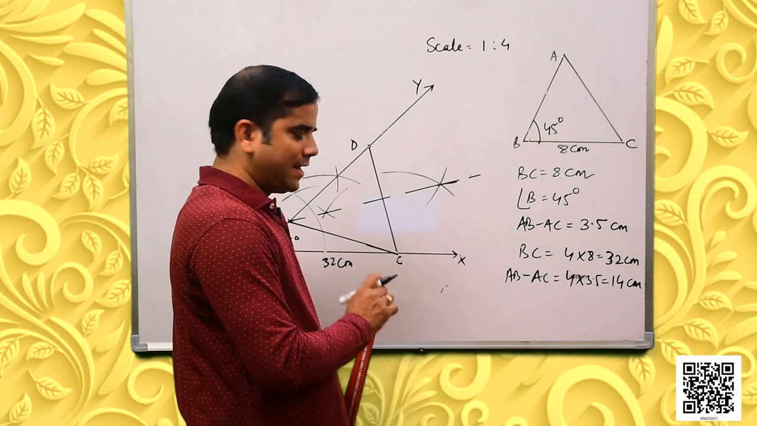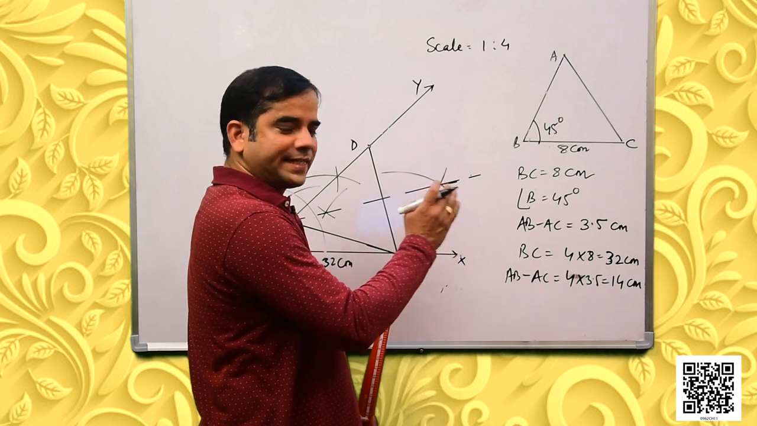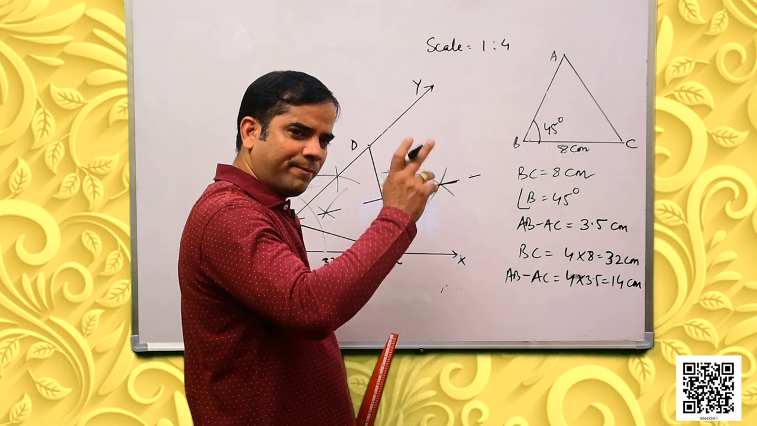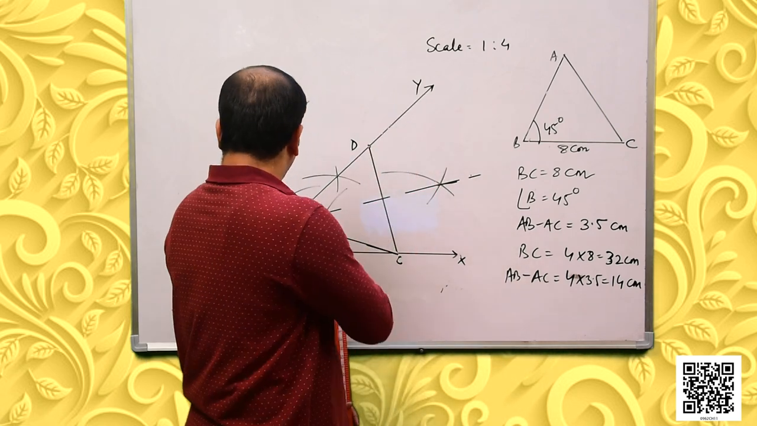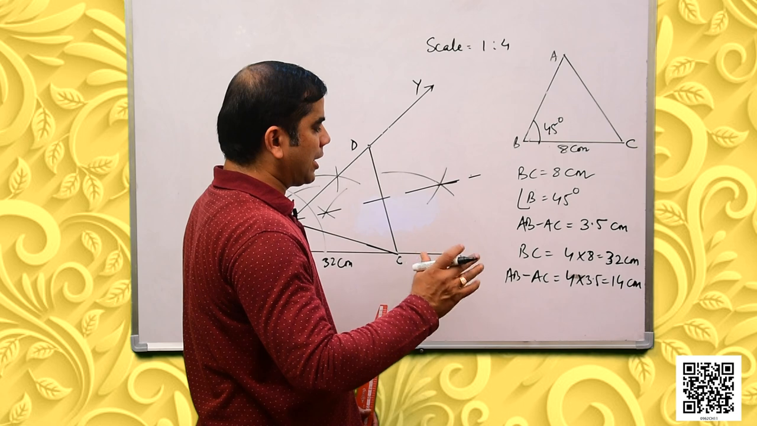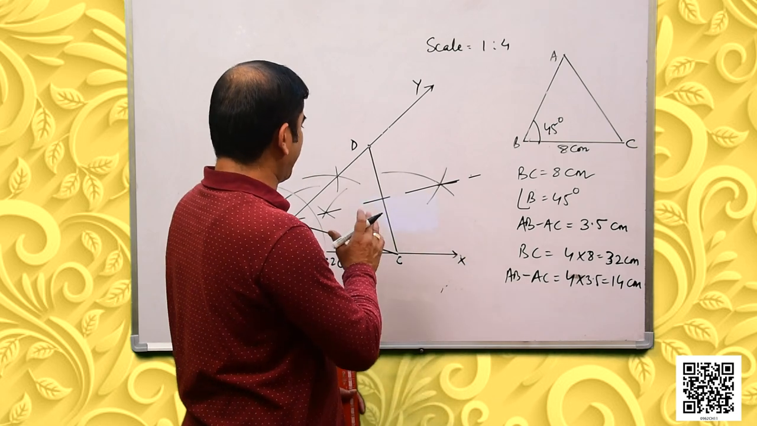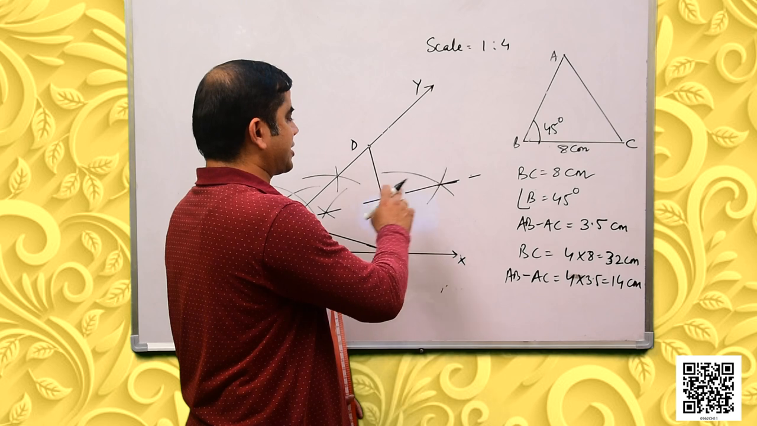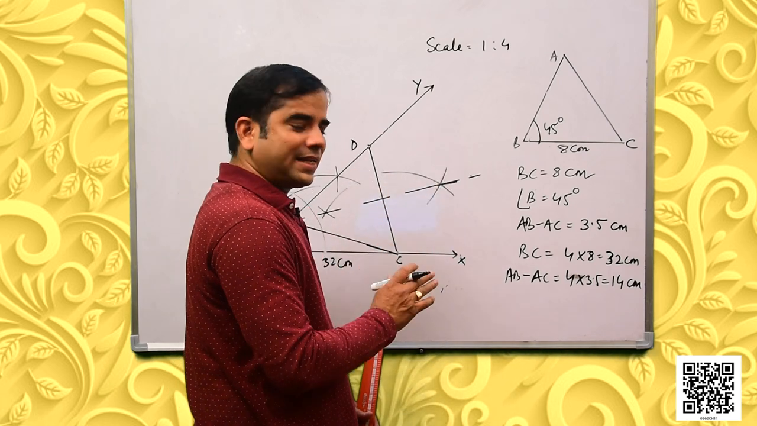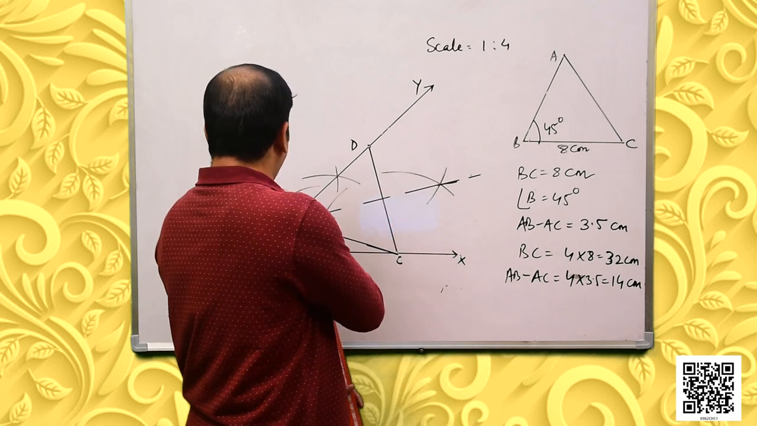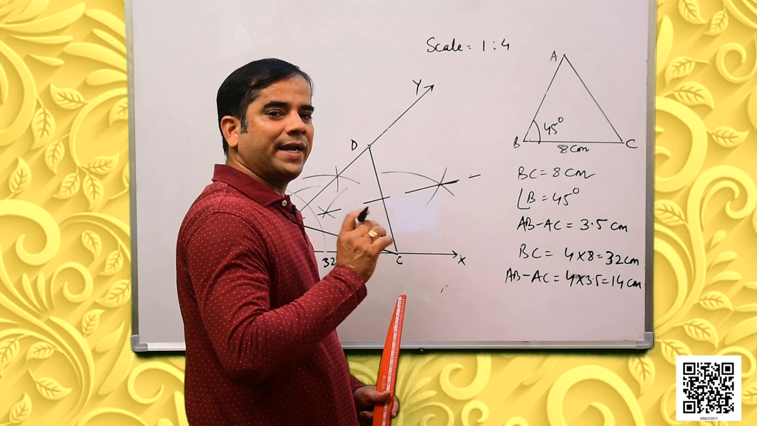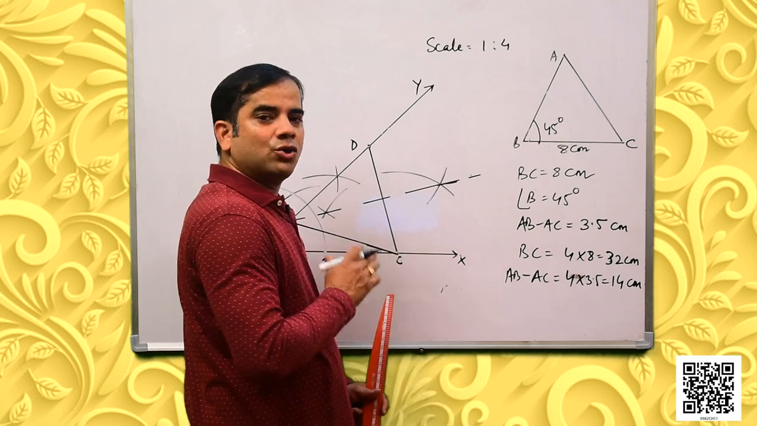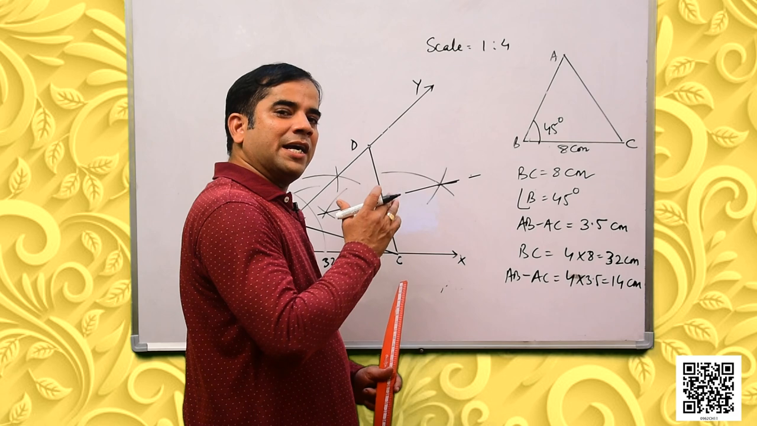We need to draw BX, then we need to cut off 8 cm along BX to get point C. At point B, you need to construct 45 degree and which should go up to Y. From BY, you just need to cut off 14 cm, okay, 14 cm to get point D. Then you need to join CD. Then you need to construct the perpendicular bisector of CD and let the perpendicular bisector of CD intersect BD at a point, and that point will give you point A, or the vertex A of triangle ABC. Then you just need to join AC to get the triangle ABC with the given data.